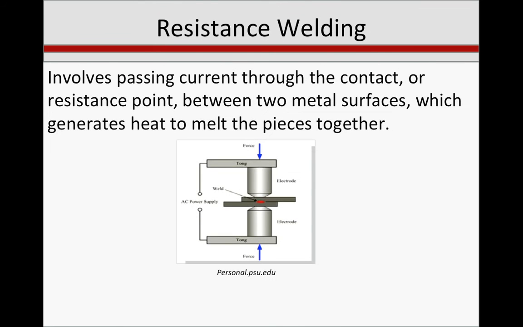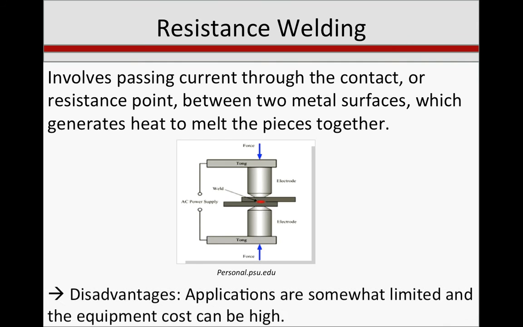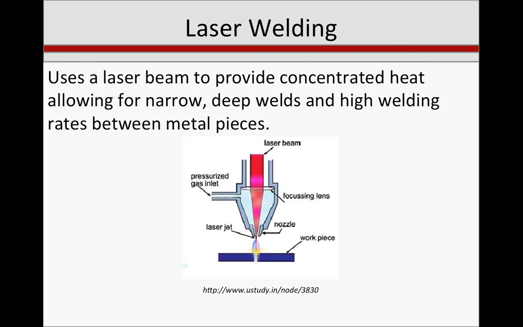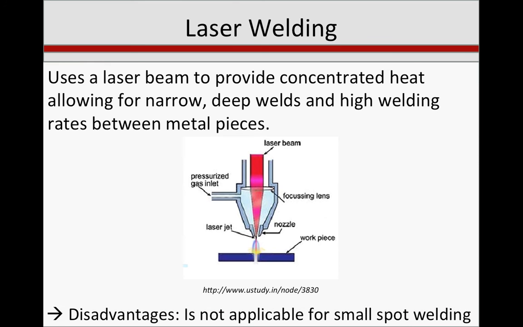Another method of welding is by passing a current through the resistance or point of contact between two pieces of metal. The pieces will heat up and create a pool of liquid metal which can solidify. However, the applications are somewhat limited for this method and the equipment can be costly. Laser welding is a process that uses a beam to concentrate the heat at the welding point to attach the pieces. It is useful for narrow and deep welds. However, this method is not applicable for small spot welding.